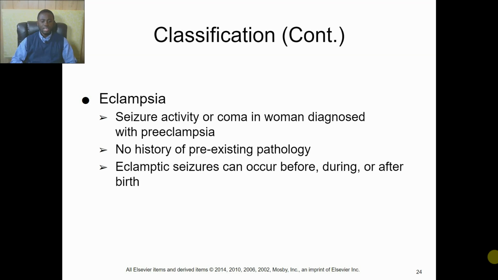Eclampsia, as I said, means convulsions and is the development of seizures or coma that is not attributable to any other causes. So if the patient did not have any seizures prior to the pregnancy and they begin having seizure activity because of gestational hypertension, then we can say that the patient has eclampsia as a result of the hypertension.